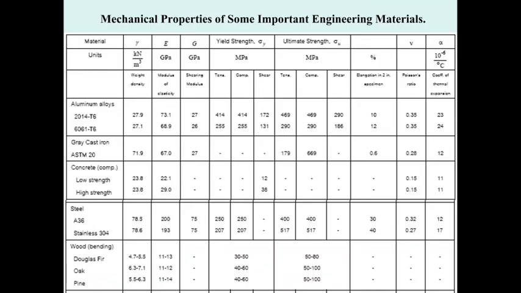And you also need to compare with the American standard of testing and material also. Some important material, you may pick up from the textbook, and you may use this for the comparison. For example, the modulus of elasticity, the ultimate strength, the Poisson ratio.